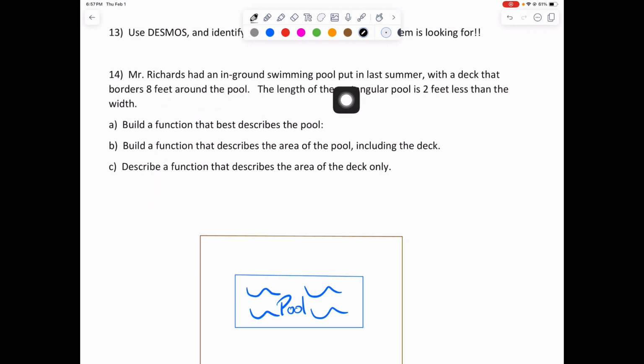Mr. Richards had an in-ground swimming pool put in last summer with a deck that borders 8 feet around the pool.